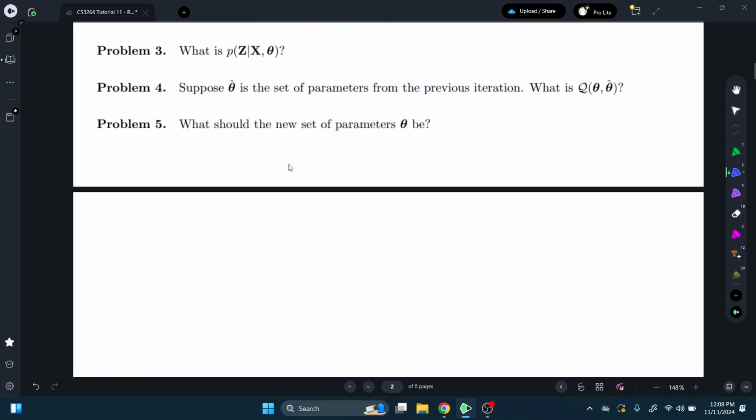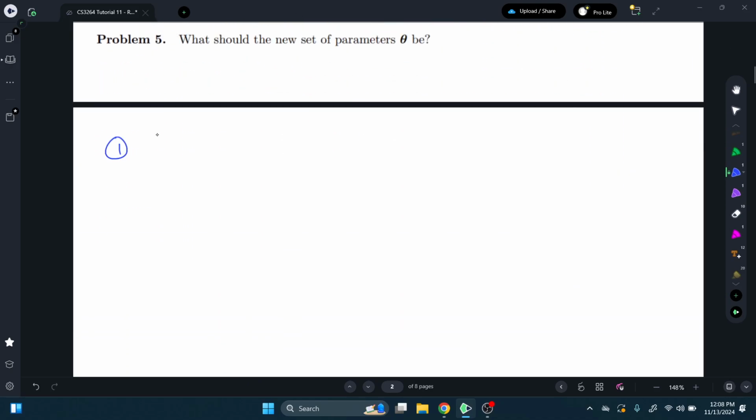Okay, so now we move on to problem 1. Problem 1 is we want to identify what is the set of parameters. So for us to model this as a mixture of exponential models, how do we quantify this? How do we put it in the parameters?